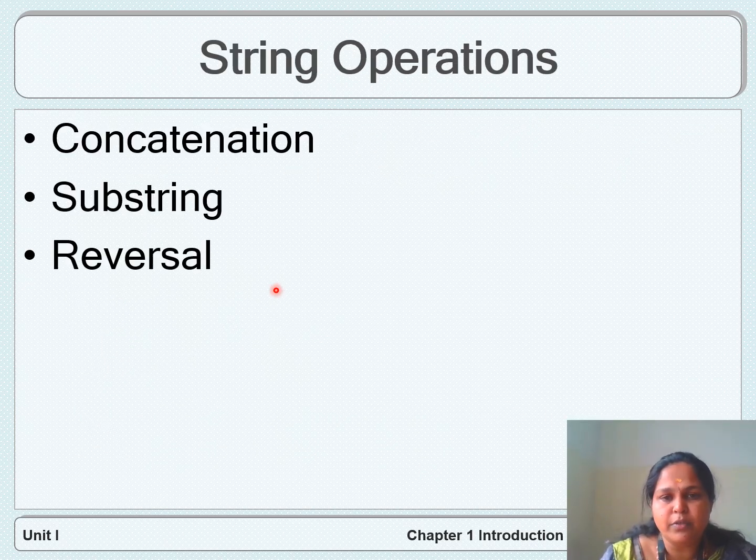Next we will be learning about string operations. The basic string operations are concatenation, substring and reversal. As we know, concatenation is nothing but joining one string to another string. Next, for substring, for example, you have madam, and the word ada is a substring of the particular string madam. Reversal: similarly, madam reversed is the same thing, madam.